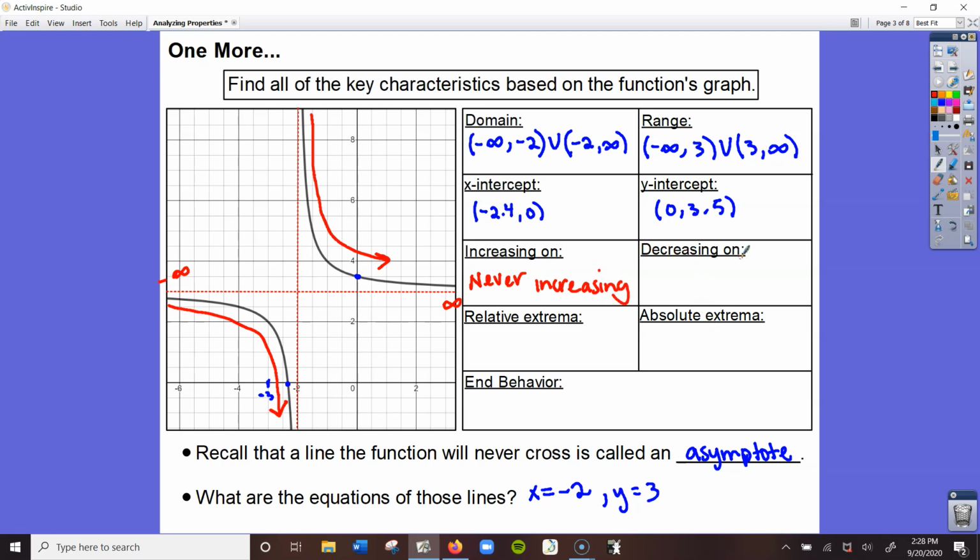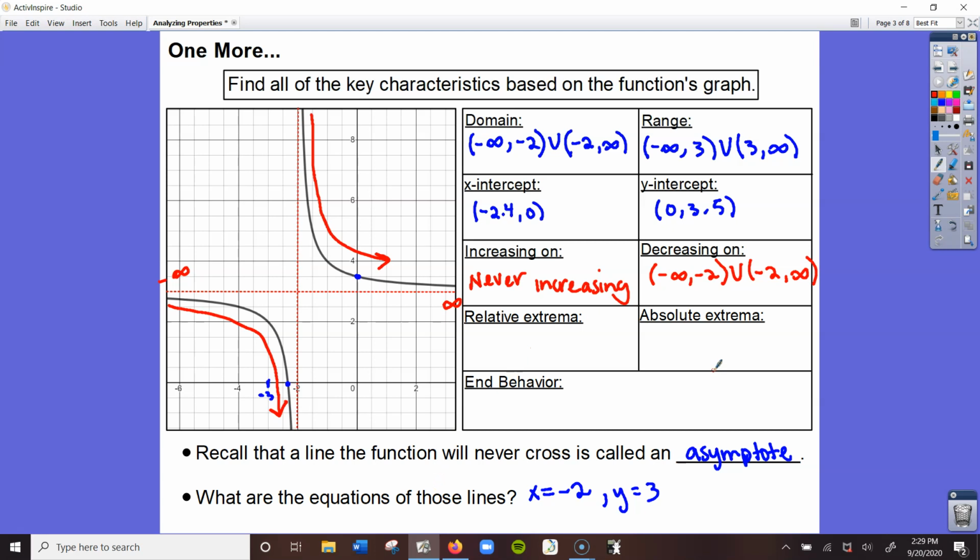And like I said, for decreasing, it is decreasing over the entire domain. We have to make sure that when we're writing increasing and decreasing intervals, it does match the domain that we are using. If I excluded a value in my domain, it most likely will be excluded in these as well, because that means that there's nothing on that point. So for decreasing, we would say it is decreasing from negative infinity to negative 2. Again, it's not doing anything at negative 2 because there's nothing there. And then it starts decreasing again from negative 2 to infinity.